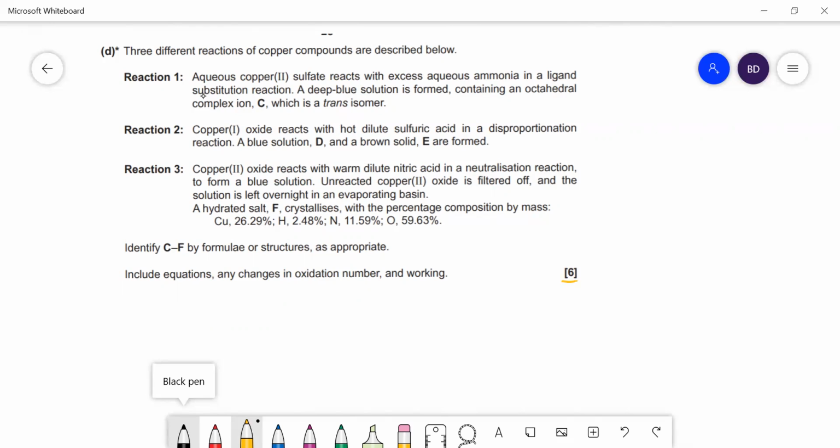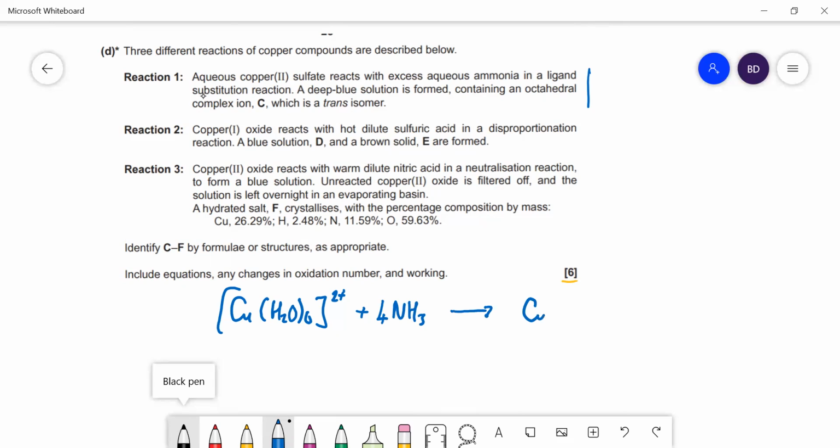So first one, aqueous copper sulfate reacts with excess aqueous ammonia in a ligand substitution reaction. You get a deep blue solution formed containing an octahedral complex, which is a trans isomer. So copper in water is an octahedral complex, and that's a light turquoise blue, and we're going to add excess ammonia. And if you remember, you replace not all 6 but just 4 of those water ligands to produce this. This is a straightforward knowledge recall question really.